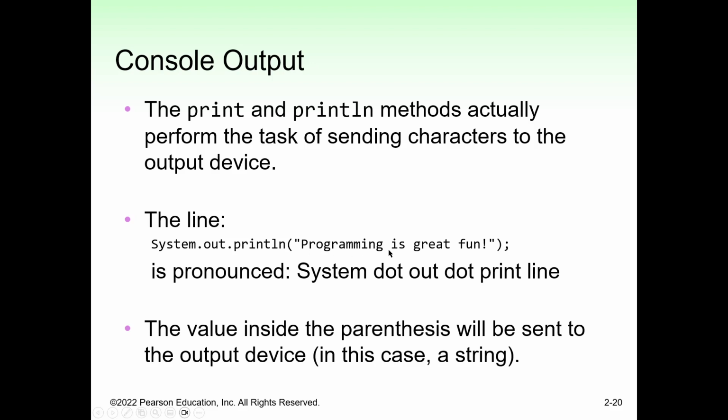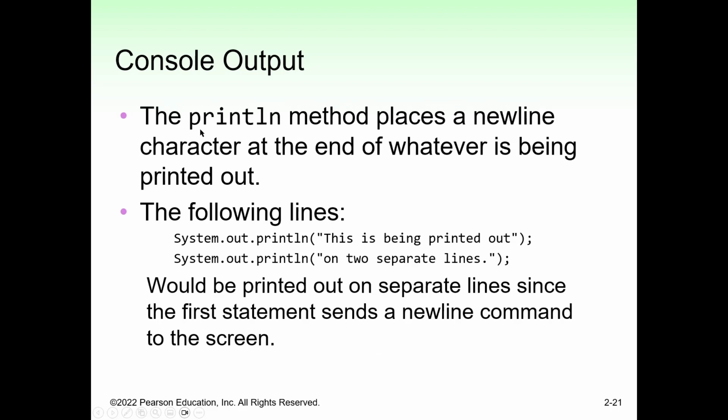Now, everything that's inside of the parentheses, with the quotation marks, is going to be printed out to your device. In this case, it will be a monitor. So in this case, we are printing a string, programming is great fun, to our monitor. As I told you before, the println method will place a new line at the end of the string that you're printing out. So these two lines will be printed out on two separate lines.